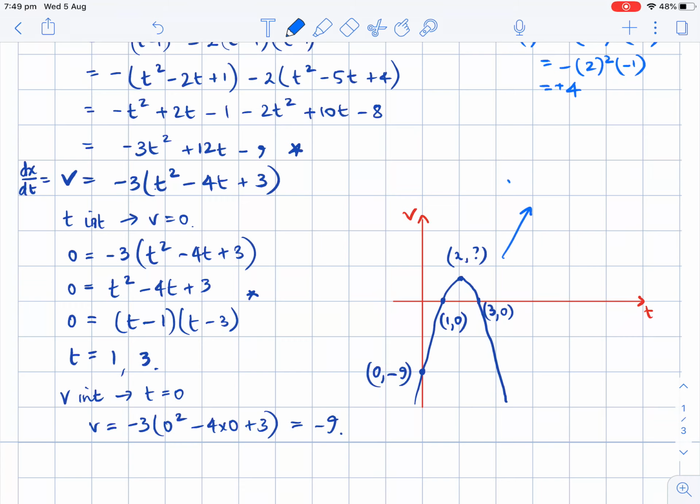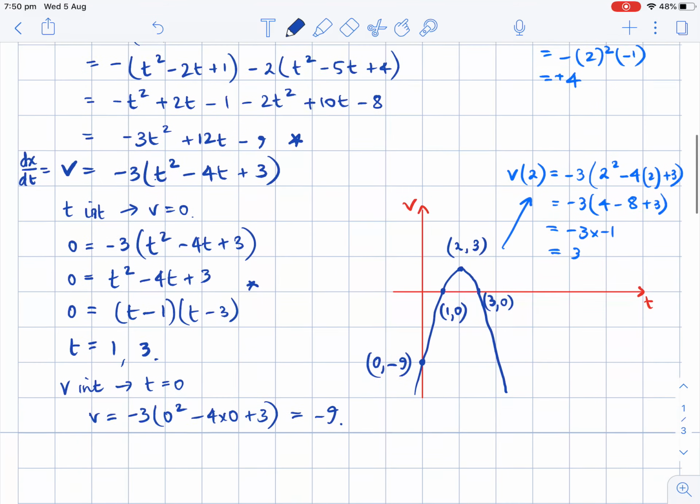So let's find v of 2, which will equal -3 times 2 squared minus 4 times 2 plus 3, which is -3 times 4 minus 8 plus 3, which is negative 4 plus 3 is negative 1. Negative 3 times negative 1 equals 3. So that's 3 there. Nice. Okay, so we've got the velocity time graph.